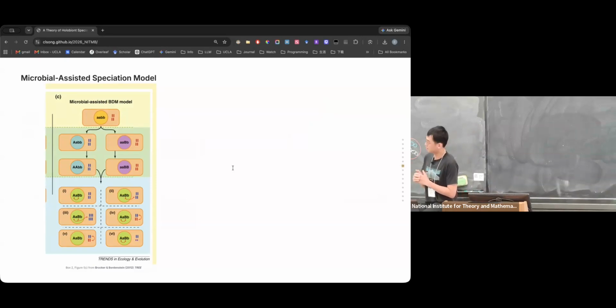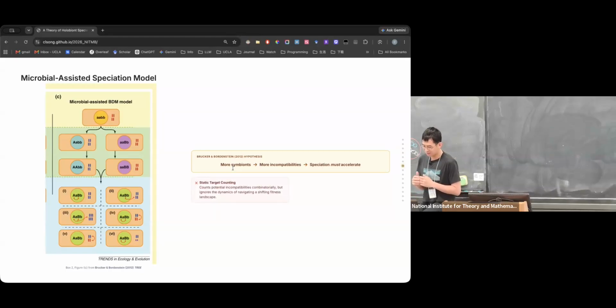The original authors of that science paper proposed their own model, which they call the microbiome-assisted BDM model. In this framework, with more symbionts there will be more incompatibilities, so speciation must accelerate with the presence of microbiomes. However, from a theoretical perspective, this is not usually the most satisfying answer.